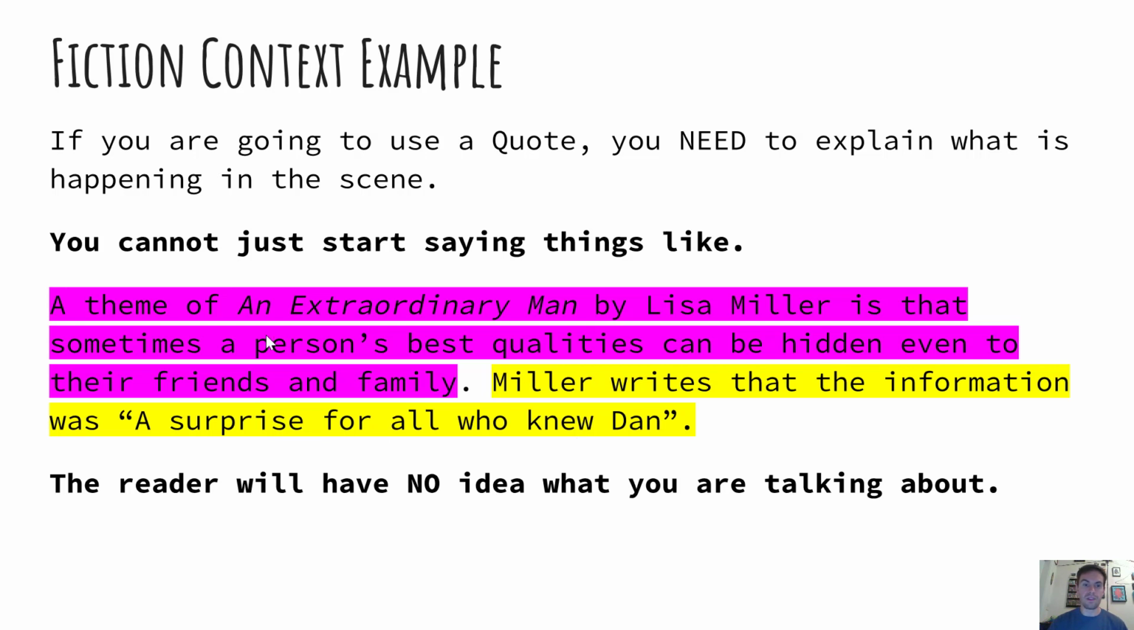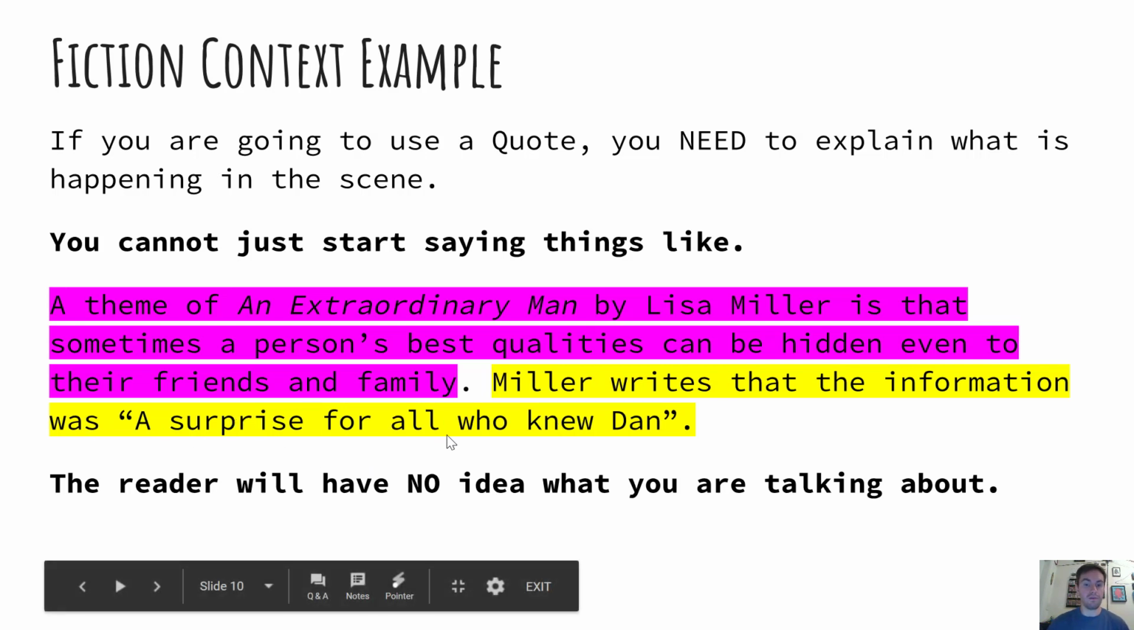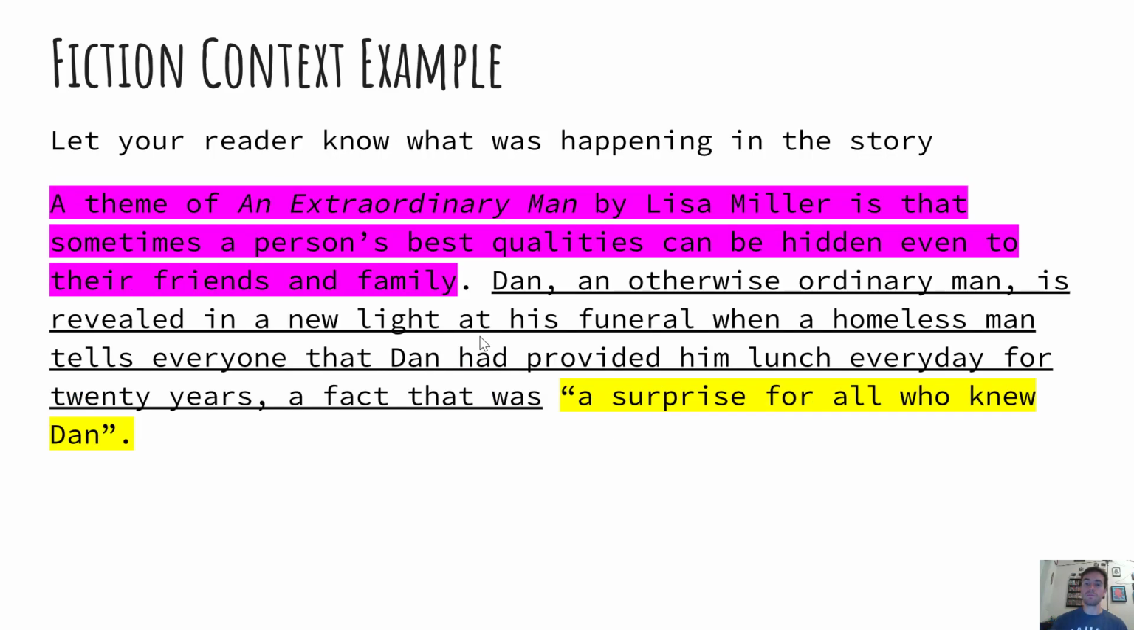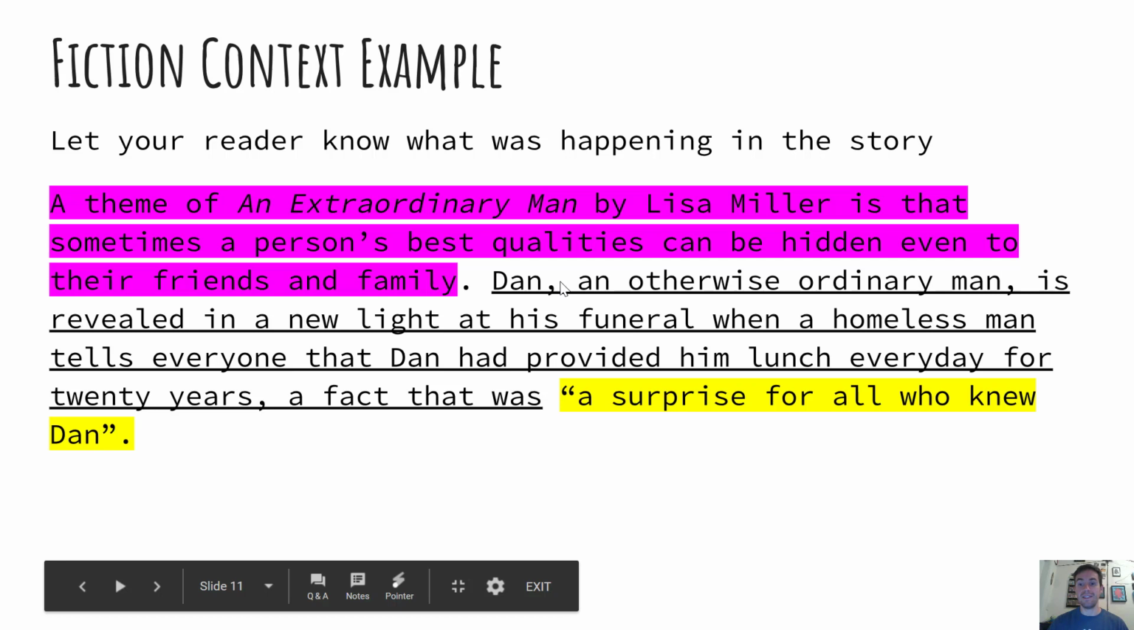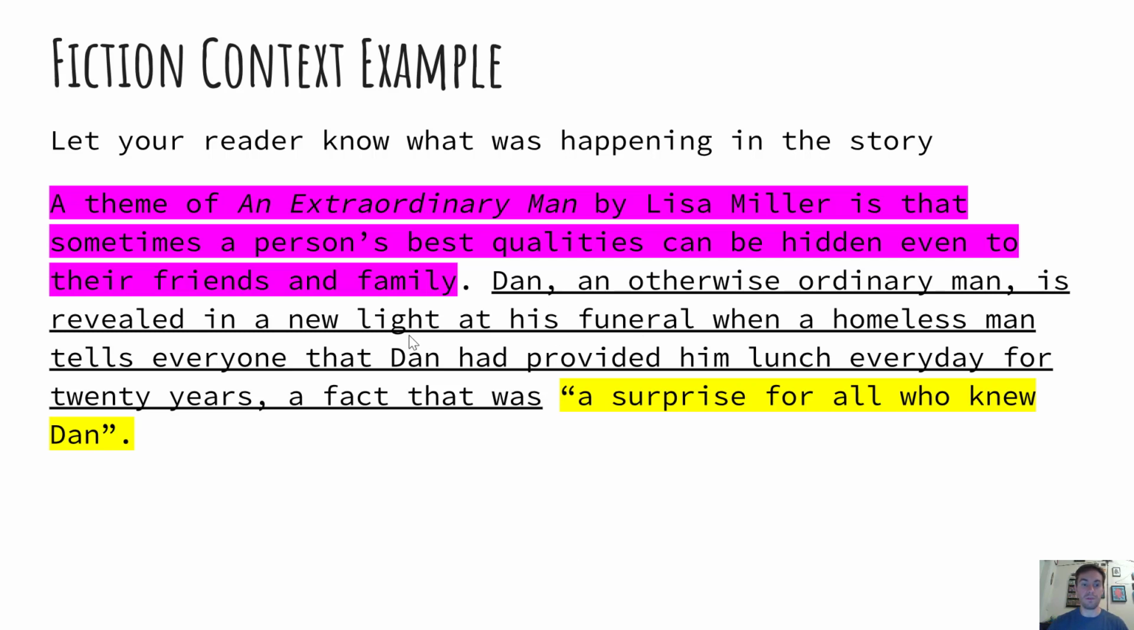But notice if we're trying to support the idea that Dan's best qualities and we just say that there was new information that was surprising. I mean, surprises could be good or they could be bad. So if you hadn't just read the story, this would be confusing and it wouldn't really prove this idea of best qualities. If you add the context, Dan, an otherwise ordinary man, is revealed in a new light at his funeral when a homeless man tells everyone that Dan had provided him lunch every day for 20 years, a fact that was a surprise for all who knew Dan.